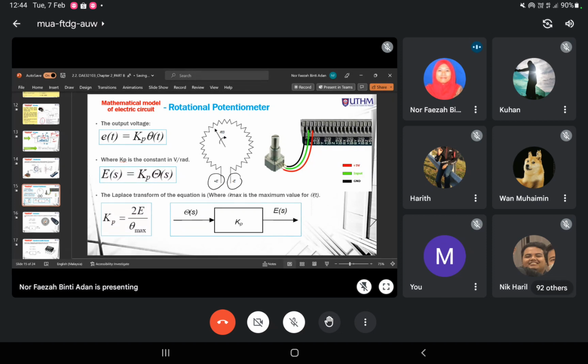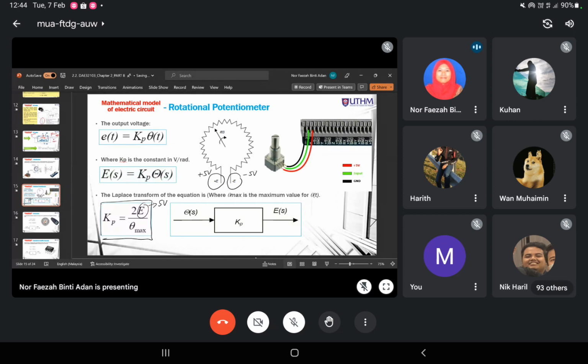So potentiometer ni kita akan connect to 2 points lah. Macam dalam gambar ni dia sambung plus 5 volt and then ada ground. Kalau katakanlah dia tulis plus 5 volt, negative 5 volt. So berdasarkan equation, how do you get the coefficient for the potentiometer? It is given by Kp equals 2E over theta max. E dia value dia apa? So kalau saya tulis plus 5 volt, negative 5 volt, E dia adalah 5 volt.